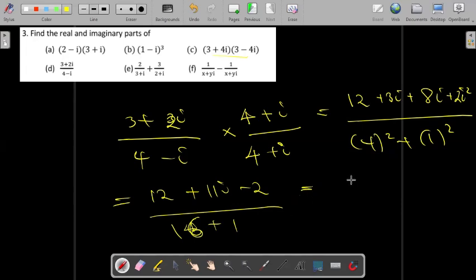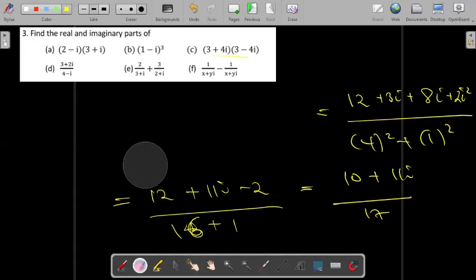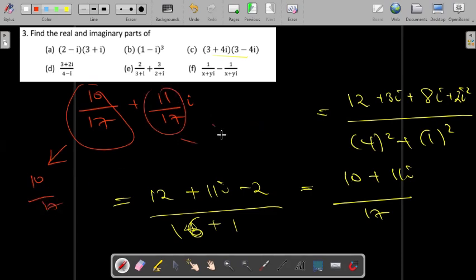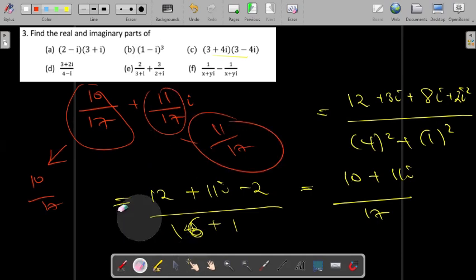So on top there, you're going to get 10 plus 11i, then divided by, you add those, you get 17. So adding those, get 17 down there. You conclude that your value, of course, we can write to say that will be 10 over 17 plus 11 over 17, then i. So meaning your real part is the 10 over 17, and your imaginary part is the 11 over 17. So that is how you work out this.